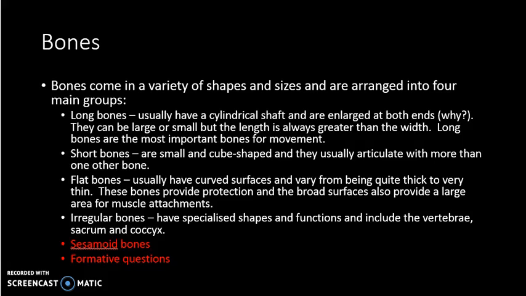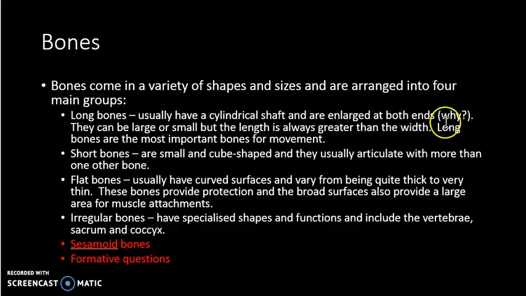Now, with our bones, they come in a variety of shapes and sizes. We arrange them pretty much into 4 succinct groups. We've got the long bones, the short bones, the flat bones, and the irregular bones. Long bones are usually reasonably cylindrical. They have a shaft and then they are enlarged at both ends.